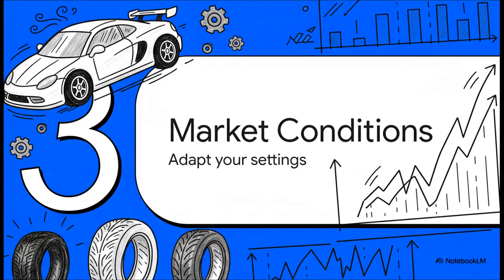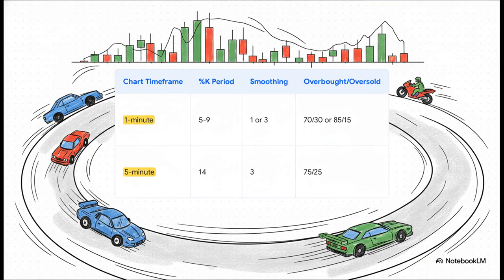But, a great race car driver doesn't use the same exact setup for every single track, right? Of course not. The best traders adapt. So the next big thing is learning how to adjust your settings for different market conditions. Think of it like changing your car's tires, depending on if the track is wet or dry. Your time frame is basically your racetrack. As you can see here, if you're on a 1-minute chart, you need a really short period, somewhere between 5 and 9, just to keep up.